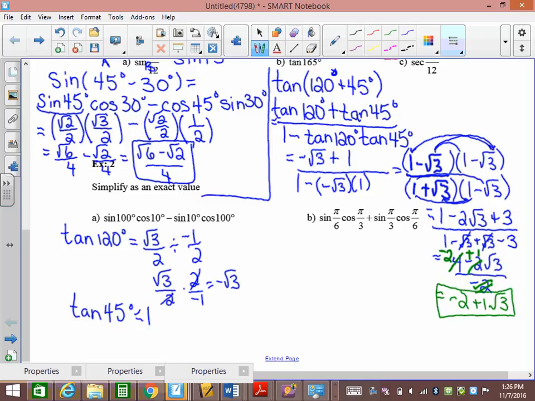You might think this one's horrible. This could be so much worse. If it was like root 3s over 2s and halves over 2s, then you'd have to put them together. It gets way uglier. Like tan 75. That's an ugly one. Okay.